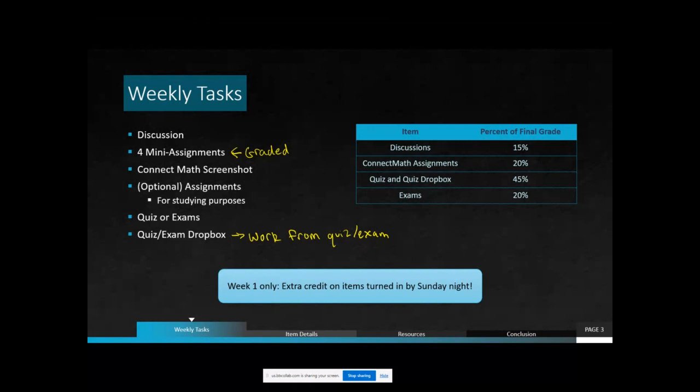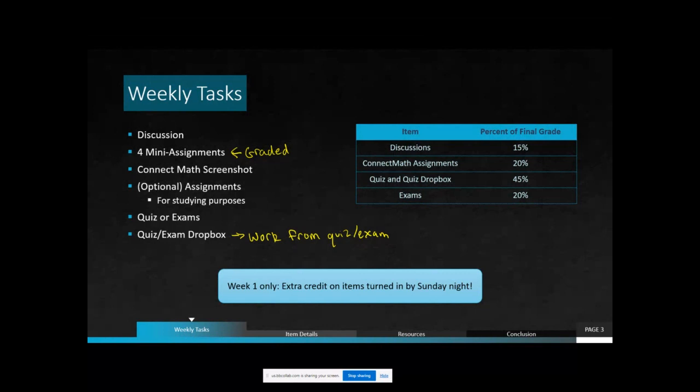So that is required. There are optional assignments, and the videos that are linked in Connect Math are also optional. They're recommended, but they don't count for your grade. That's why they are a different color than the graded stuff. The blue stuff is not part of your grade. The green, orange, and red are part of your grade. If you want to look at it color-wise, that's how it works. The optional assignments are there to help you study for the quizzes and exams.